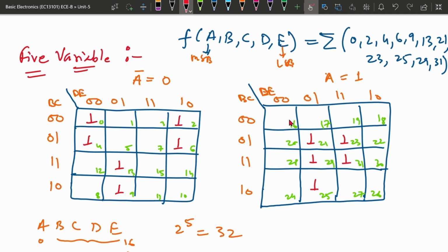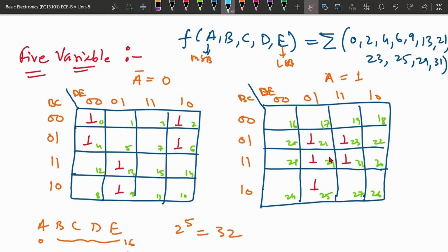Now we need to do the pairing. So pairing starts with, here we will be starting with 32 pair. So there is no 32 pairing here. Now we will be going with 16. 16 is also not possible. Now we will go with 8. 8 is also not looking possible here. Now we will go with 4, that is quad.